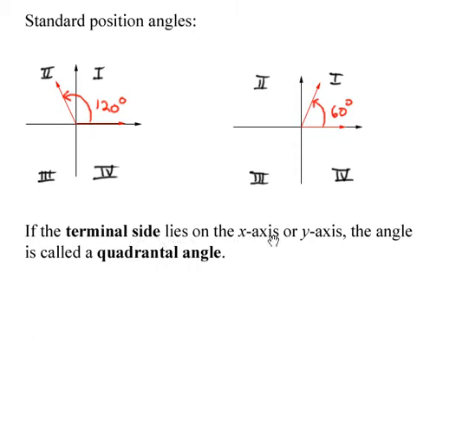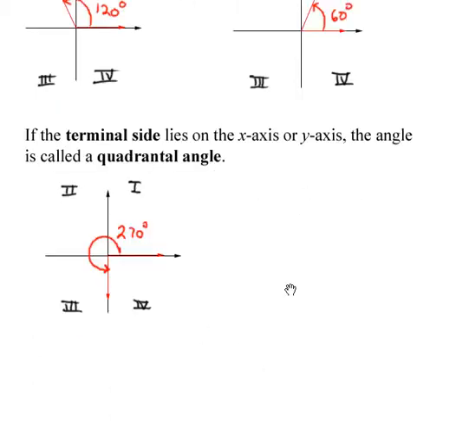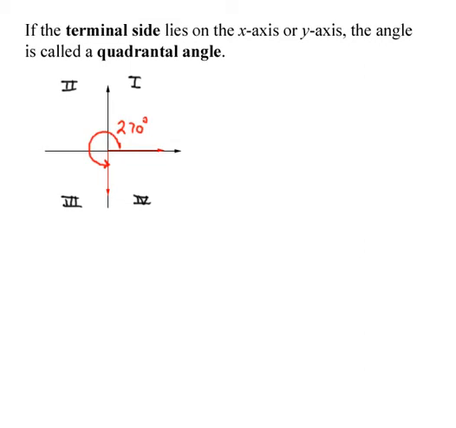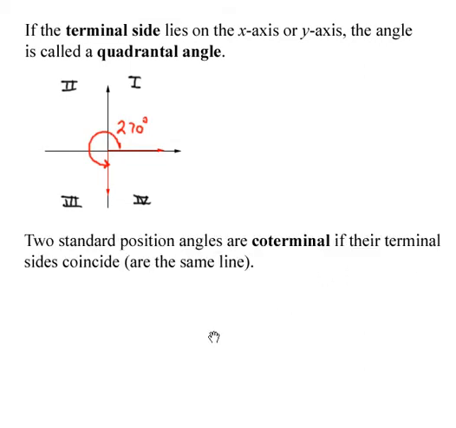When the terminal side is on the x-axis or the y-axis, we have a special name for that situation. We call that angle a quadrantal angle because it ends on either the x-axis or the y-axis, which are the lines that divide us into the quadrants 1, 2, 3, and 4. So in this situation, if we have the initial side on the positive x-axis, rotate counterclockwise, and on the negative y-axis, that's an angle of 270 degrees. And it's a quadrantal angle.